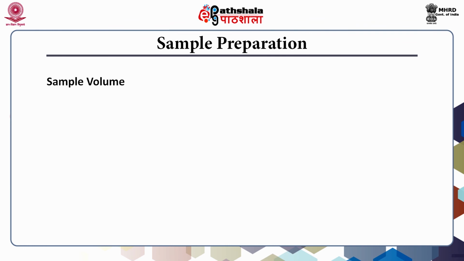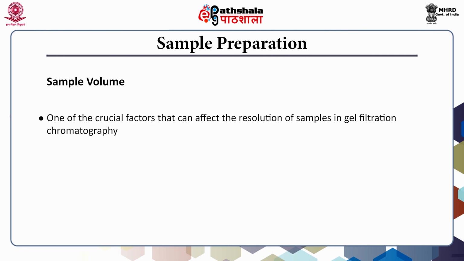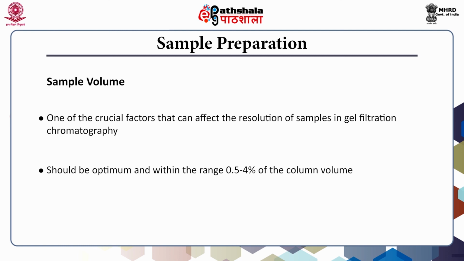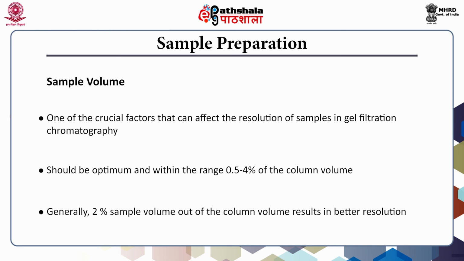Sample volume. It is one of the crucial factors that can affect the resolution of samples in gel filtration chromatography. The volume of the sample should be optimum and within the range of 0.5 to 4% of the column volume. Generally, a sample volume of 2% of the column volume results in better resolution.